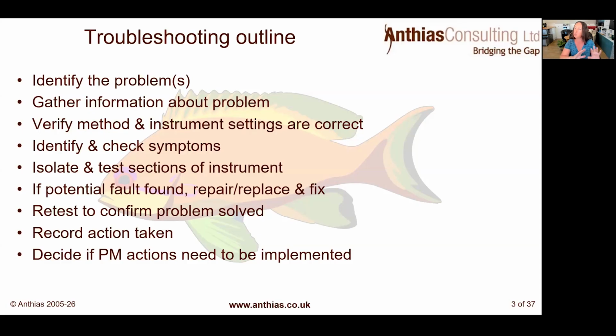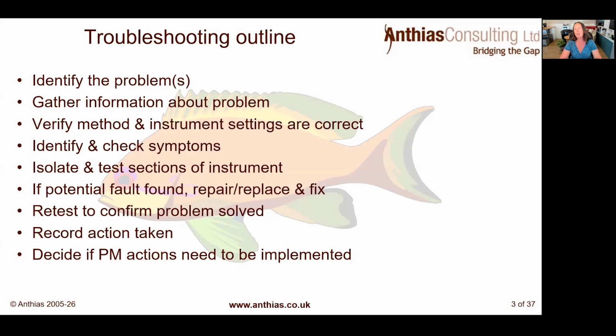So what we want to do is try and think about, could it be caused by something in this area or this area or this area? So we want to narrow those down. If we do find a potential fault, we are going to go and repair that problem. We want to go and replace that consumable item, and we want to try and fix that problem. But we need to make sure that we properly test that the problem has completely been solved.